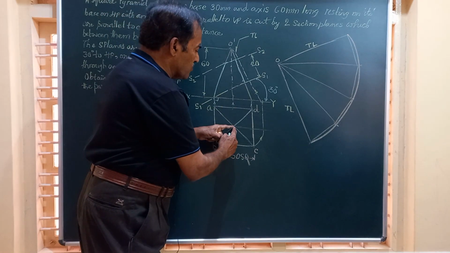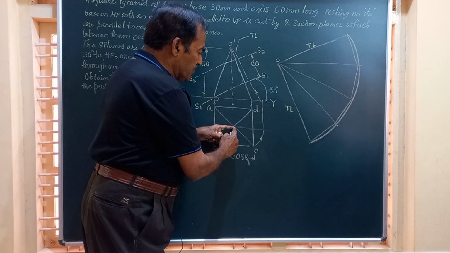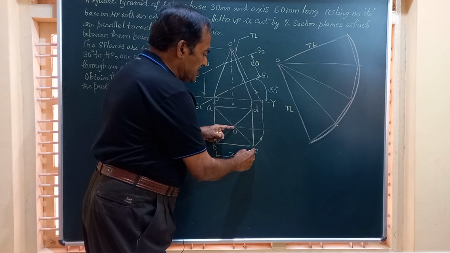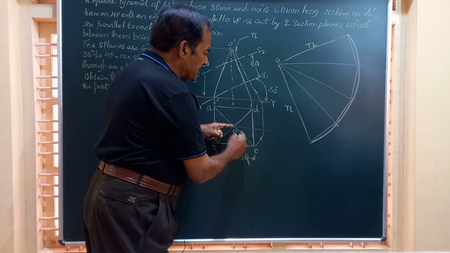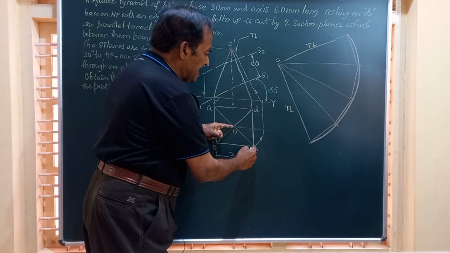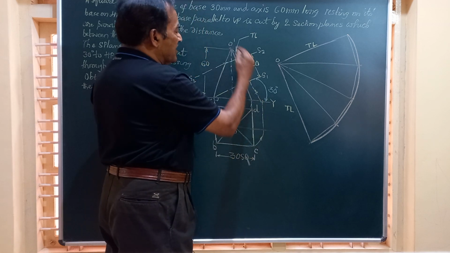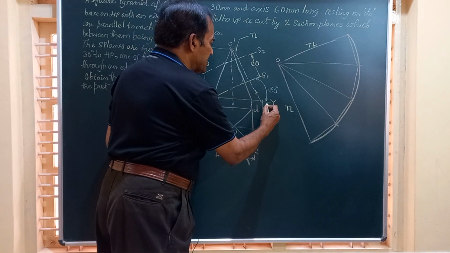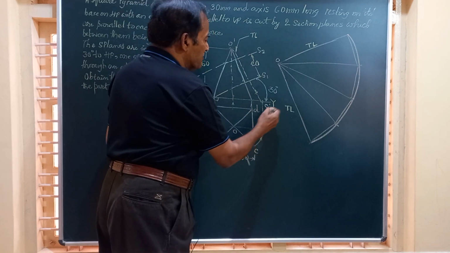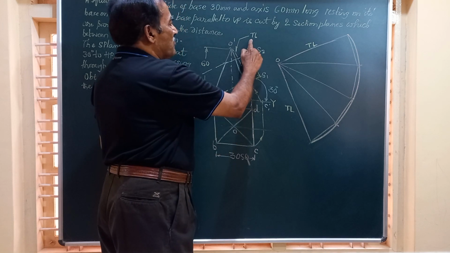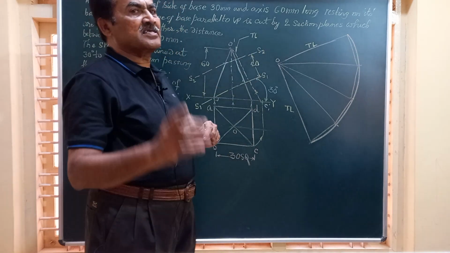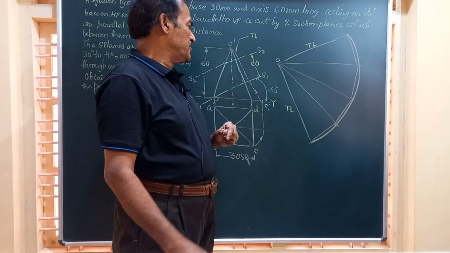I take center O in the top view and radius OC and draw an arc. That is to say, I am making one of these slant edges parallel to XY such that the corresponding front view here, say this point is C1 dash, will give you the true length. I have marked it as TL. This is the very important step here.